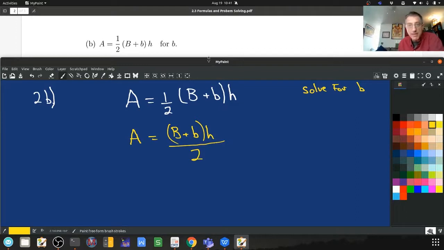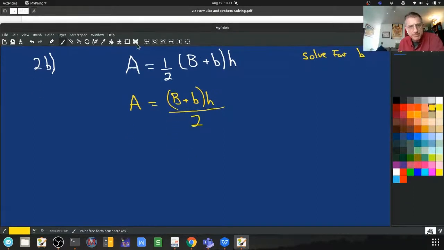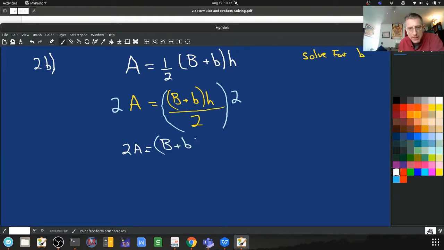So clearly I have a denominator. So what do we do? We multiply both sides by that denominator. So I'm going to multiply the left-hand side by 2 and all of the right-hand side by 2. So that's going to give me 2a and (B plus small b) times h divided by 2 times 2. The 2's cancel. That just gives me my large B plus small b times my h.